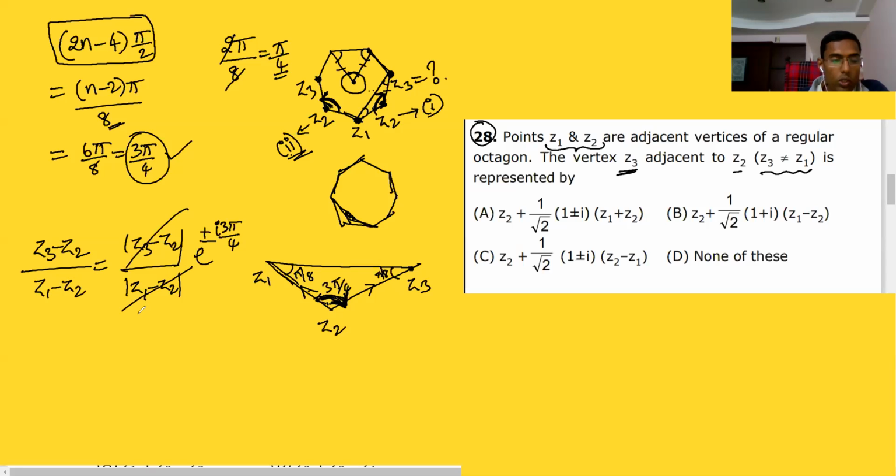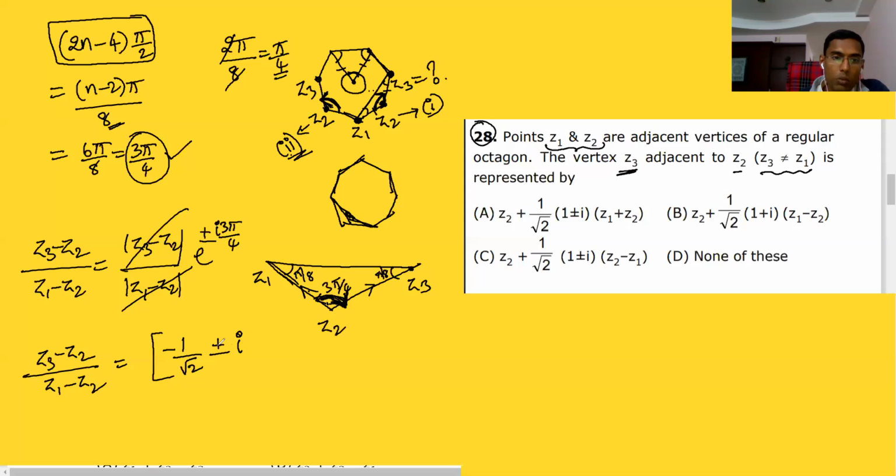Here these both moduli are equal only because it's a regular polygon, an octagon. So therefore Z3 minus Z2 by Z1 minus Z2 equals what I get? This value. What is this? Cos theta plus i sin theta, cos 3 pi by 4. Anyway, cos 3 pi by 4 is minus 1 by root 2. Here it can be plus or minus i sin 3 pi by 4.